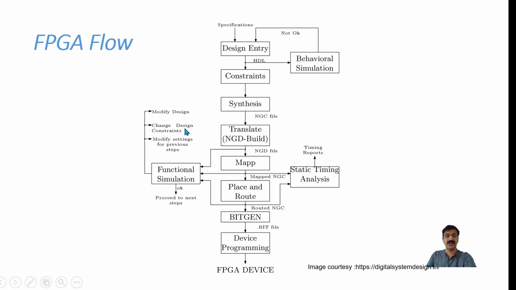Otherwise you can modify the design, change the design constraints, or modify the settings from the previous steps, or all you can tweak. Then after this place and route you can perform static timing analysis, and you should analyze the timing report so that you meet the slacks properly, and then you generate the bit stream. Then you can do the device programming once the bit stream is generated onto the FPGA device. This is what we are going to do in a couple of days in the FPGA lab. Okay.